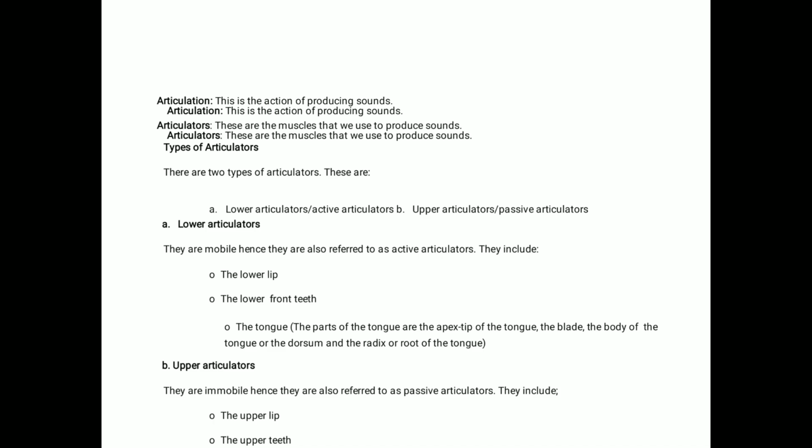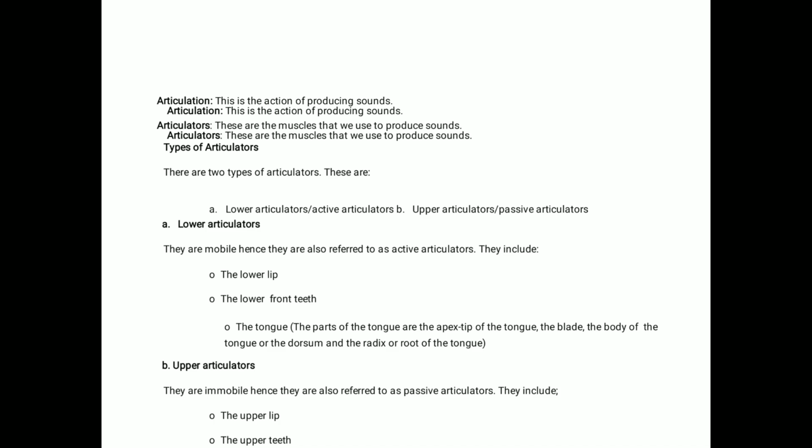The lower articulators are the articulators that move when we produce these sounds. We have examples like the lower lip, the front teeth, and the tongue, with all its parts, whether it's the apex or tip, the blade, the dorsum, or the radix, the root. All those are parts of the tongue which belong to the lower or active articulators, because they move when we produce sounds.